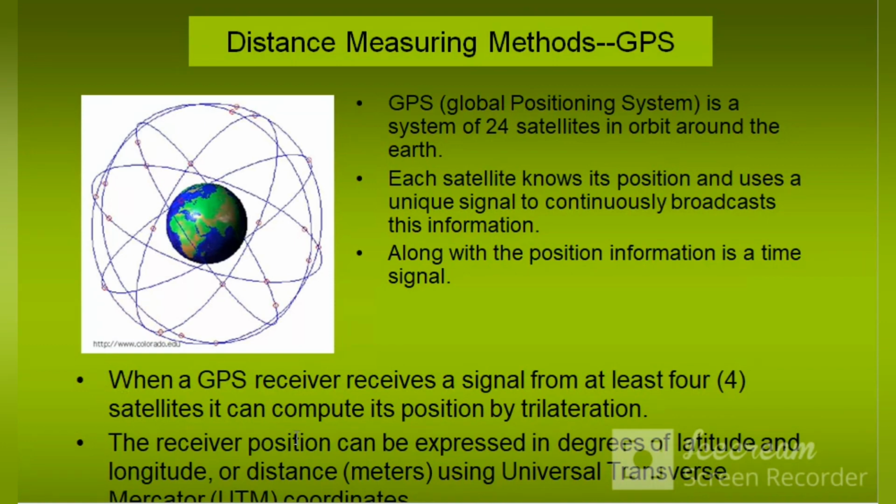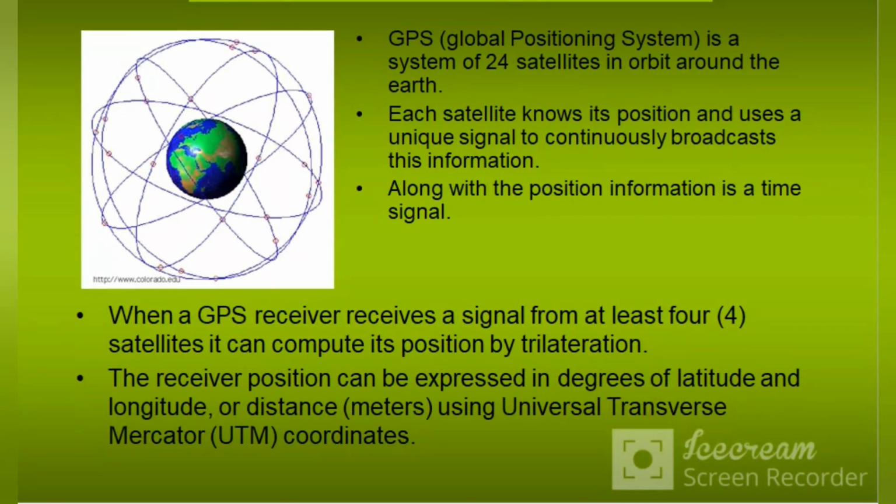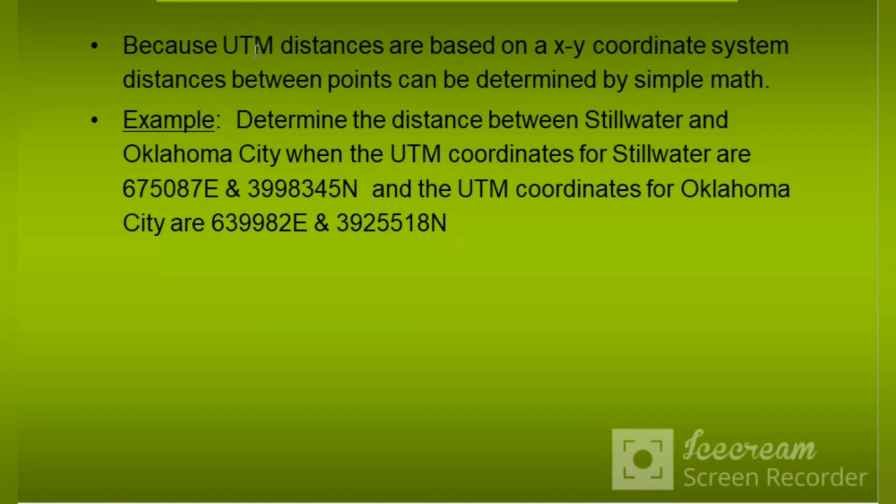The receiver position can be expressed in degrees of latitude and longitude, or distance in meters using Universal Transverse Mercator (UTM) coordinates. Because UTM distances are based on an XY coordinate system, distance between points can be determined by simple math. Example: determine the distance between Stillwater and Oklahoma City when the UTM coordinates for Stillwater are, its easting and northing are these, and the UTM coordinates for Oklahoma City are, its easting and northing are these.